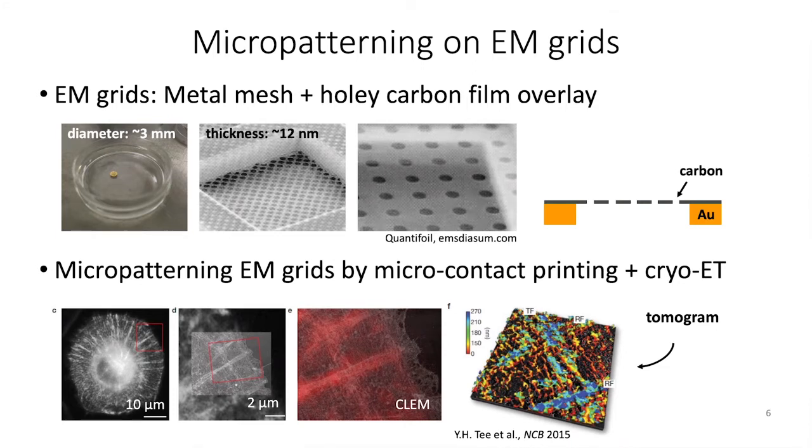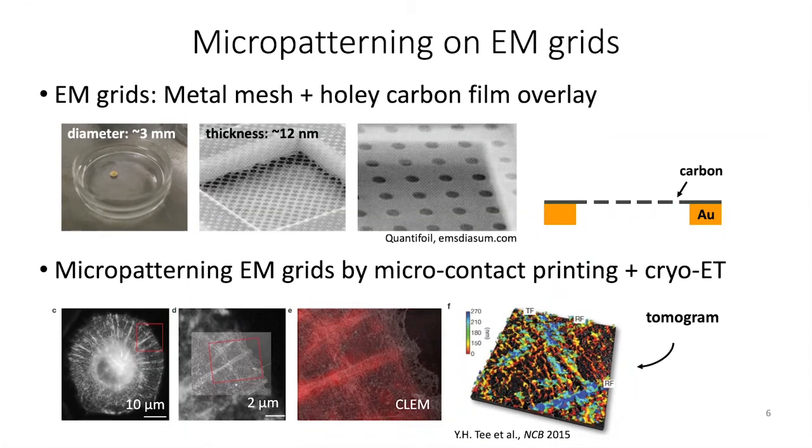I should mention that there's a variety of grid types for transmission electron microscopy, but the ones I'm discussing here are fairly standard for cryo-ET of cells. So the carbon film is approximately 12 nanometers thick, and you can imagine that these substrates are quite fragile. The carbon film can rip, and the thin gold mesh can bend during handling.